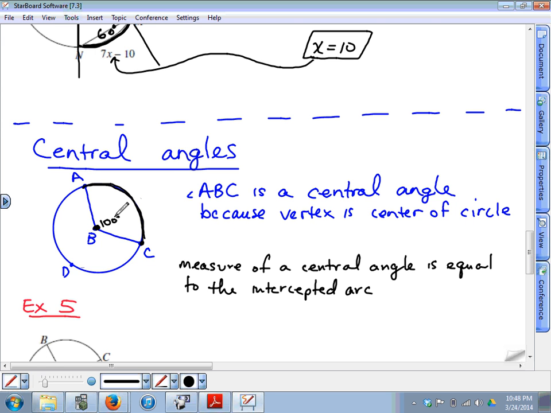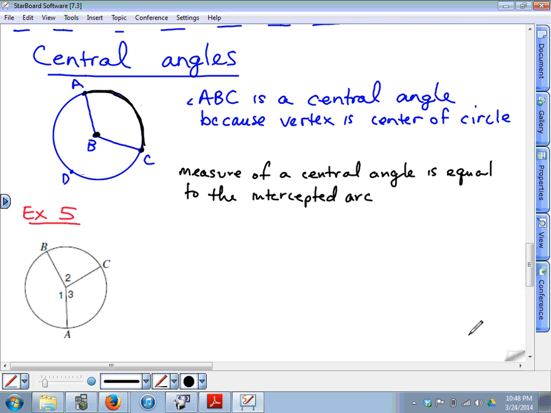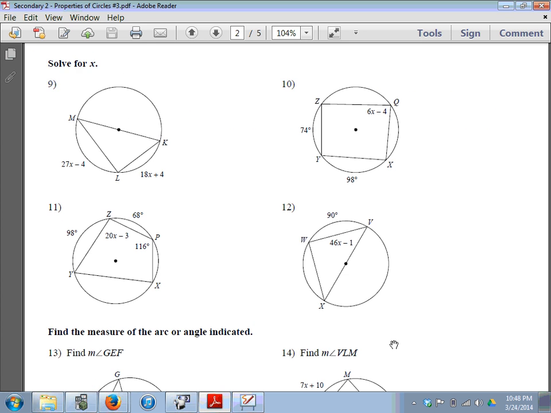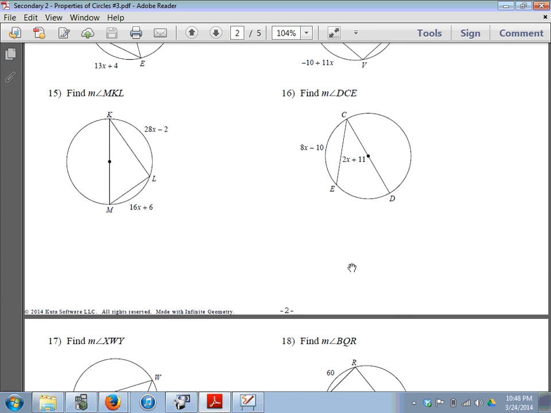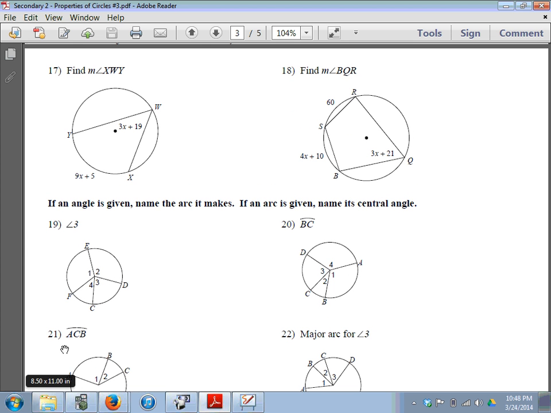So before I actually get too much into measures of angles, just to save time since this is so easy, rather than doing example 5 here, let's go to your homework here, and specifically problem number 19, 20, 21, and 22.